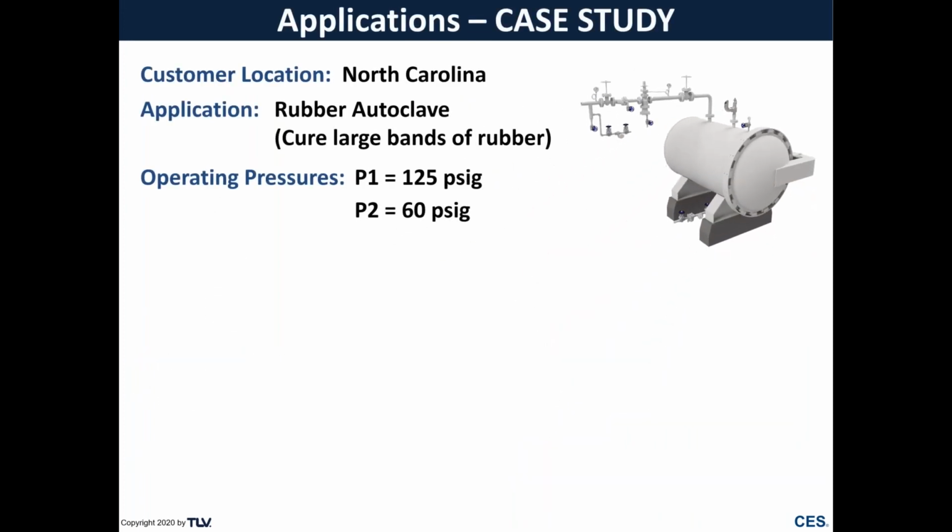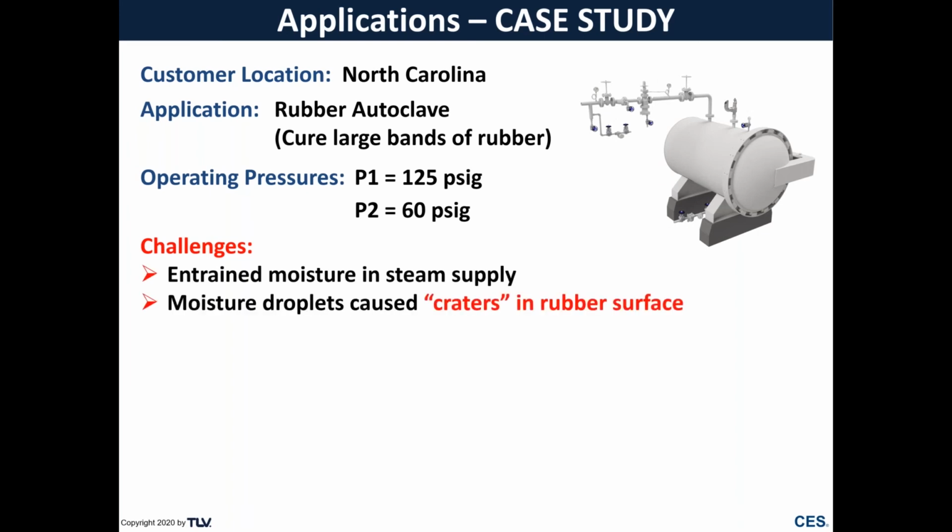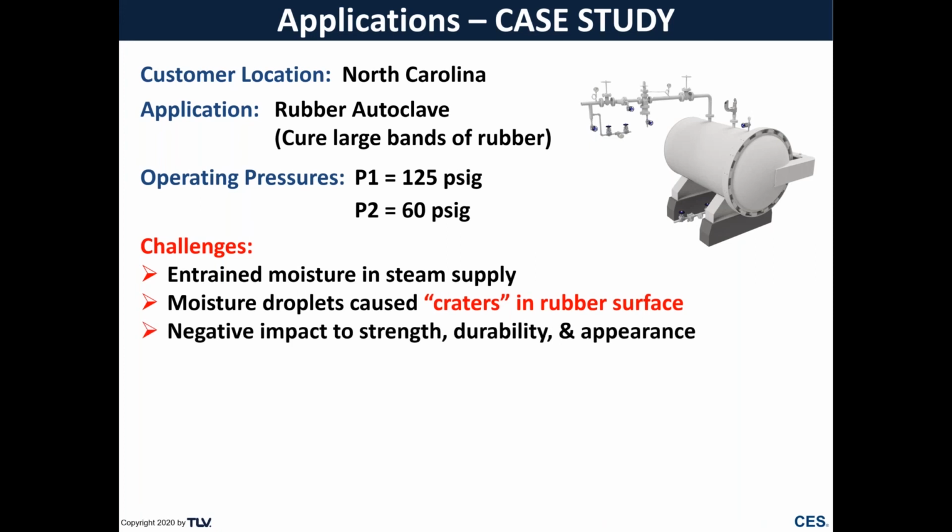One case study involving the use of the COSPECT pressure reducing valve was at a rubber vulcanizing autoclave at a North Carolina plant. The challenges for the plant were entrained moisture in the steam supplied to the autoclave. The condensate droplets were collecting on the surface of the rubber, causing crater-like defects. This reduced the strength, durability, and the aesthetic appearance of the material. The product reject rate was at times as high as 50% of their production.